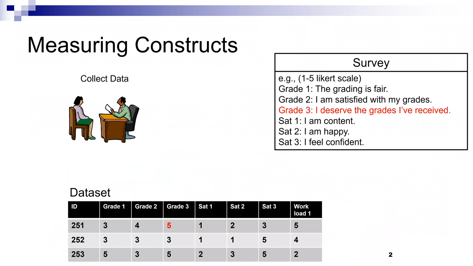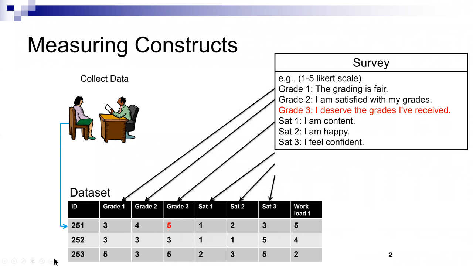Connecting this back to your data set, you collect data by interviewing people or surveying people. Those people end up as rows in your data set. And every question that you ask them ends up as a column. So person number 251 answered grade question 3 as a 5, strongly agree. Every value corresponds to somebody's response to some question on your survey if you're using survey data.